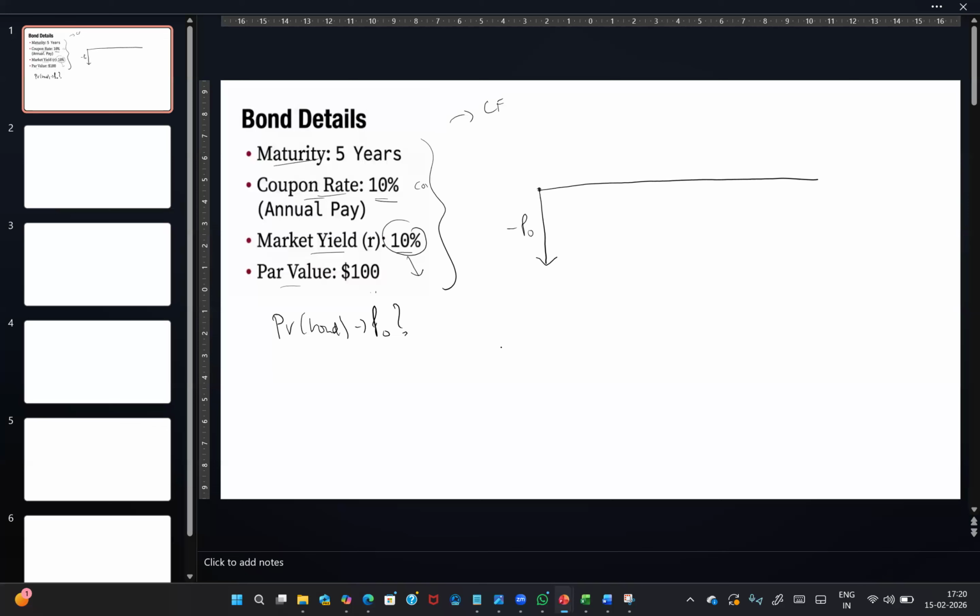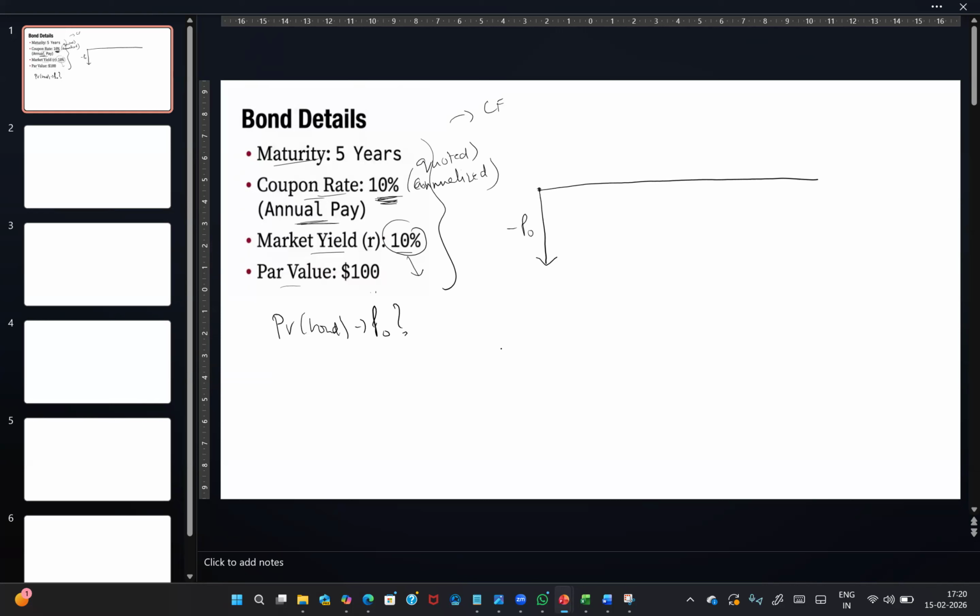Also, every year there are coupons which will be paid by the issuer to the investor, and that coupon rate is 10%. This is always quoted annualized. So whenever in any bond problem you see a coupon rate, say of 5%, they will not always mention that it's annual, but this rate is always annual. So whatever is quoted will always be annually quoted.